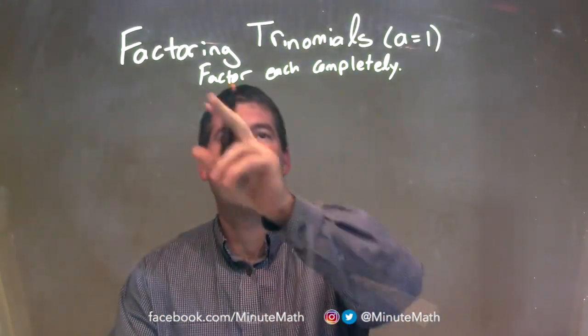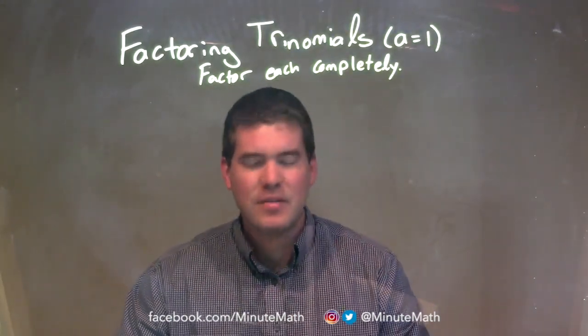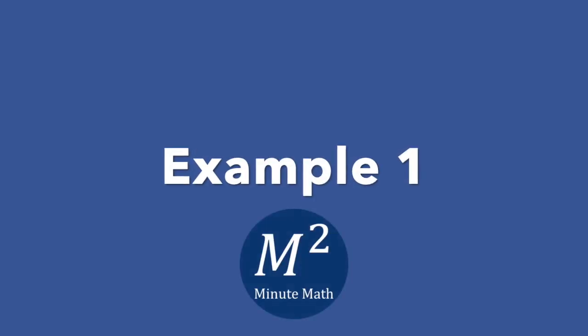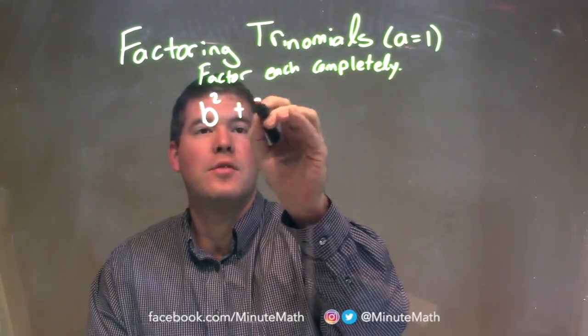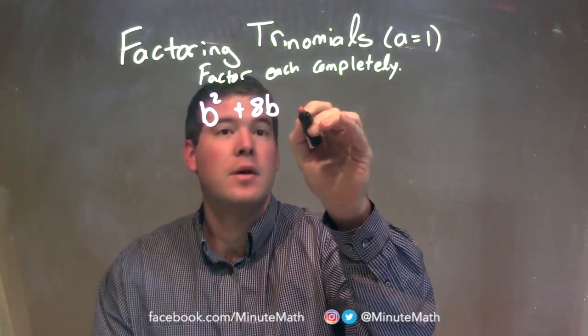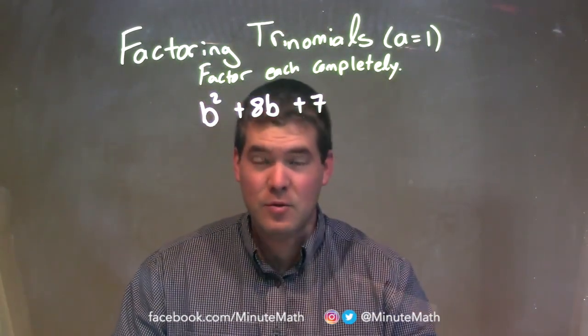And today we're going to learn about factoring trinomials, and we're going to factor each completely. So if I was given this trinomial, b squared plus 8b plus 7. Okay. Notice again our a value is equal to 1.